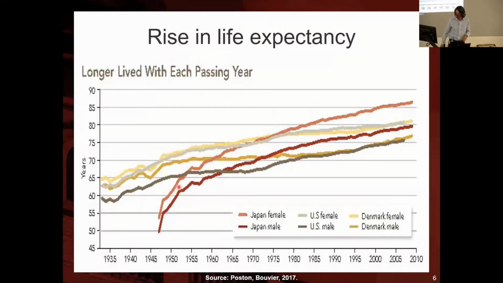And here's an example for 3 developed countries, Japan in dark red and a little pink here, for male and female life expectancy in Japan, the US, dark gray and light gray for male and female life expectancy, and then Denmark, male and female life expectancy, let's say brown, orange here, and yellow for women. And this is how life expectancy has been increasing over time. This is data from a little before 1935 up to 2010.